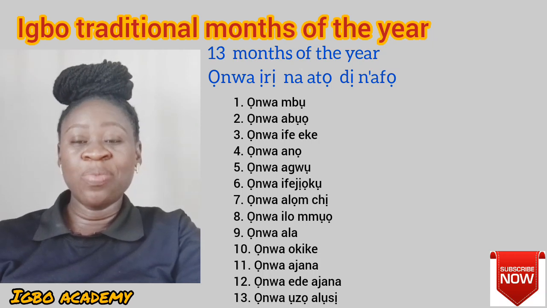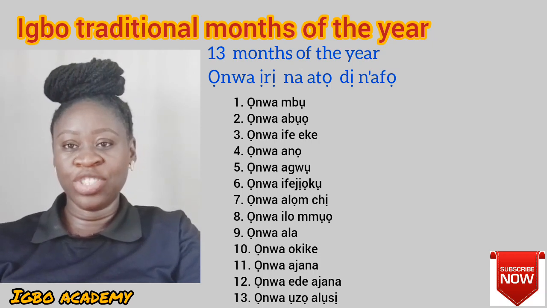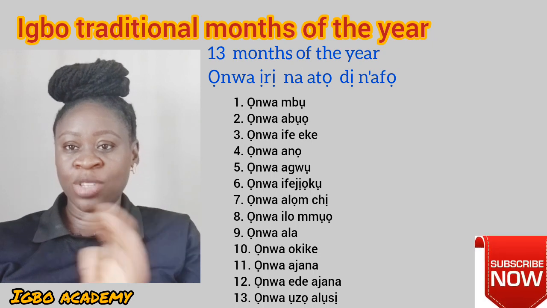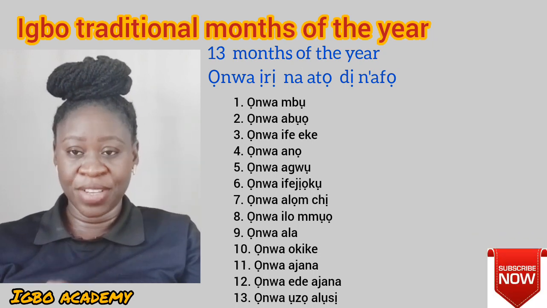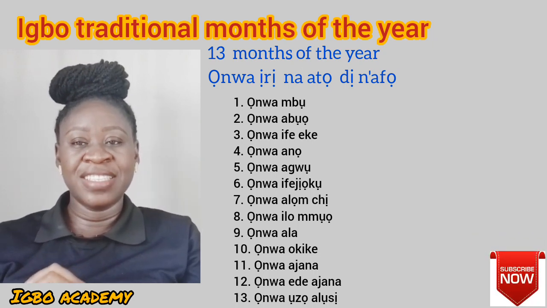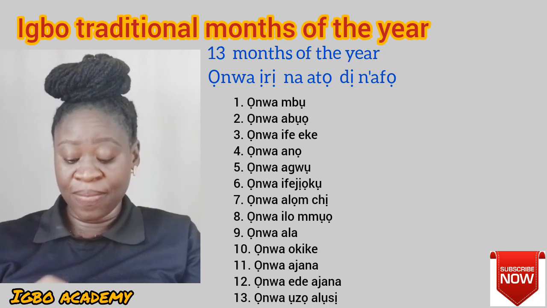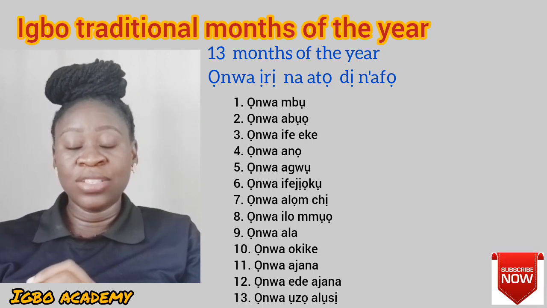So we're going to talk about the months of the year in Igbo language. We know we have that of English language, but in Igbo language it is quite different. In Igbo language you have 13 months in a year. That is ọnwa iri na atọ n'afọ.